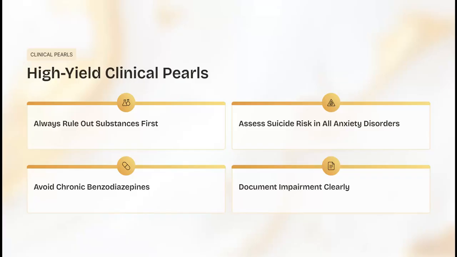And then document functional impairment. You need to clearly document any impairment for your diagnosis, disability forms, legal cases, and insurance. Be specific about actual limitations in work, social life, and daily activities.